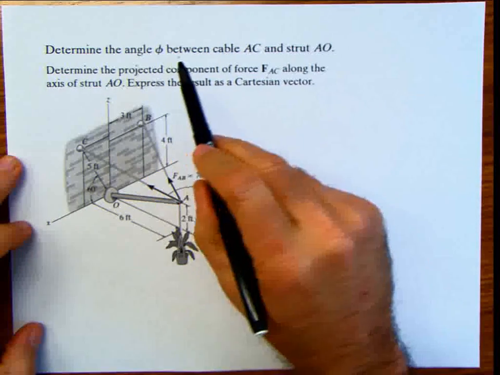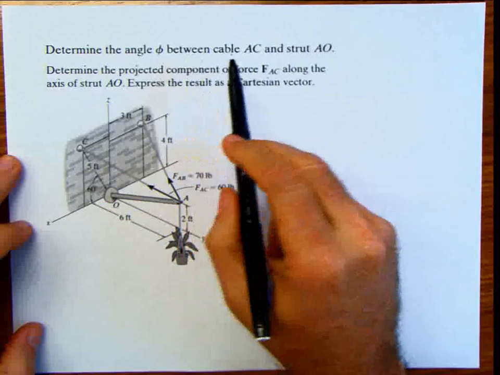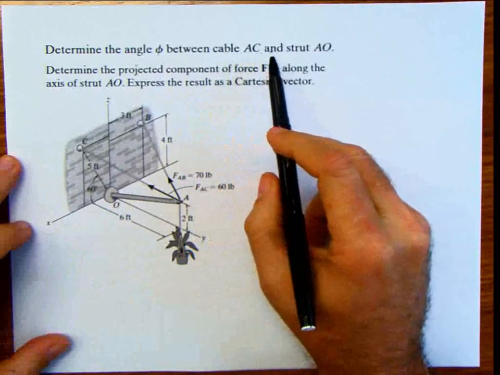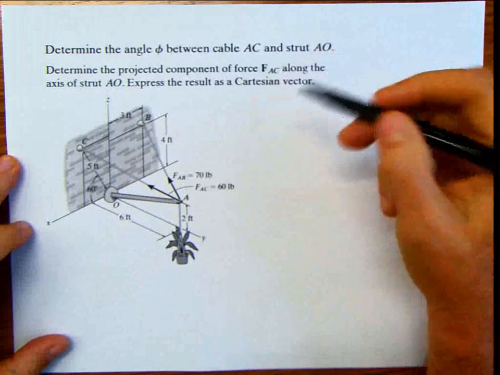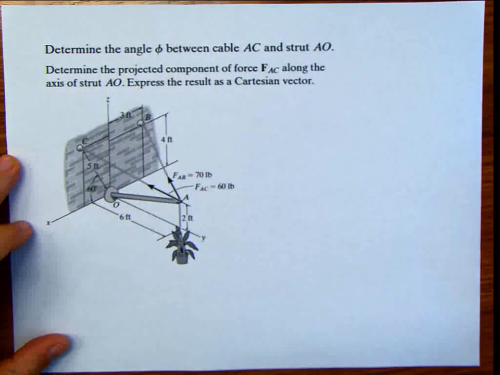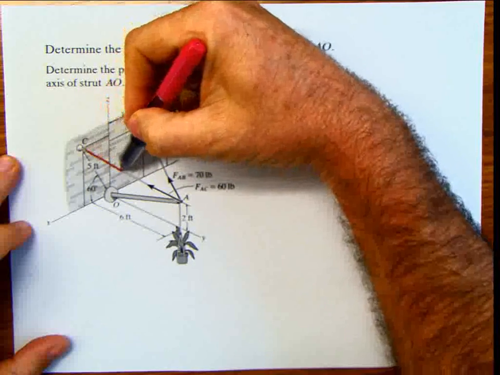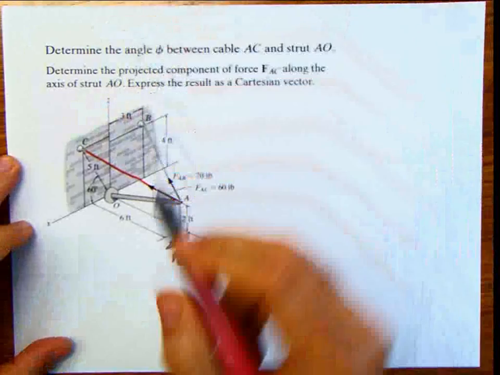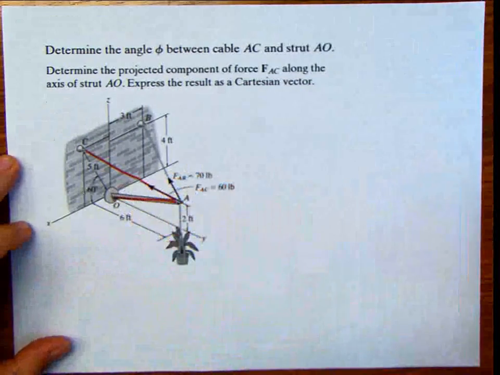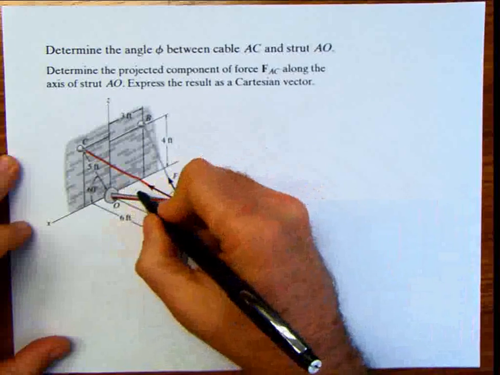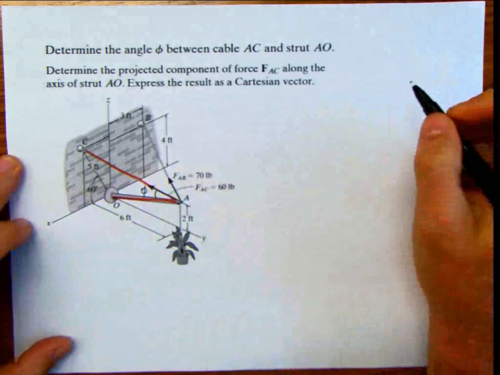It says determine the angle phi between cable AC and the strut AO. Let's identify this. The angle phi between AC is this one here, and AO is this one here, and of course the angle that we are looking for is going to be this angle here, that angle phi.